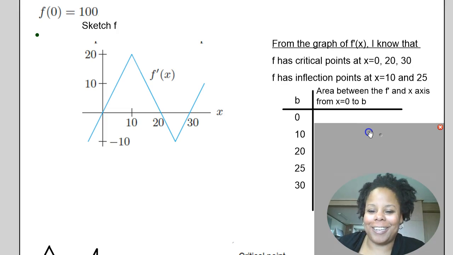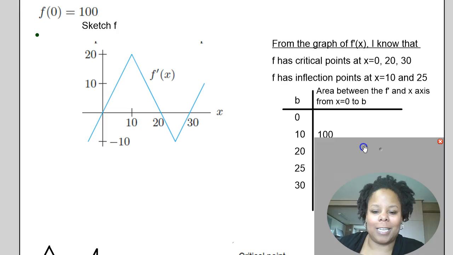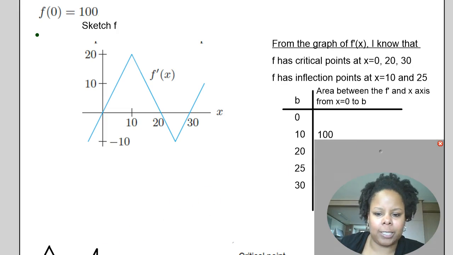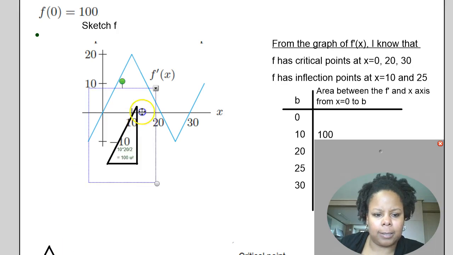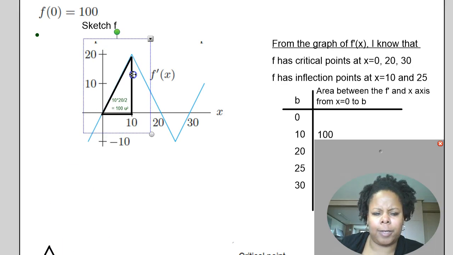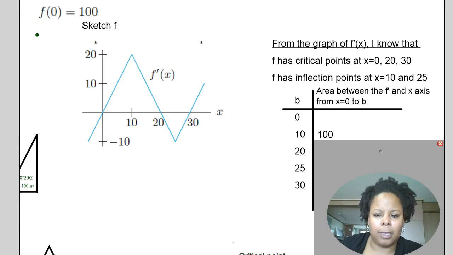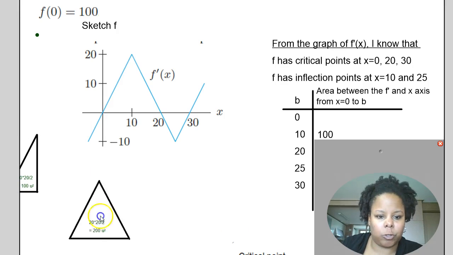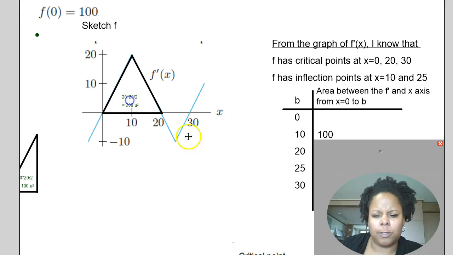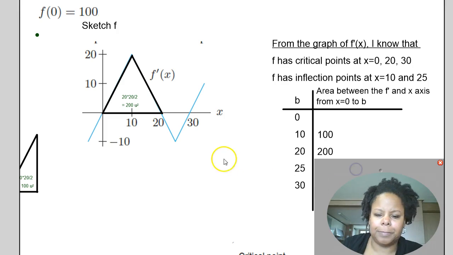So let's take a look at it from x equals 0 to x equals 10. I got 100. Now, some of you say, how did you get 100? Well, I got 100 because I actually looked at the area underneath the curve and the x-axis, and I got a triangle with these units, 10 and 20, and got that value. Then from 0 to 20, this is a triangle that results. So this is the accompanying area.